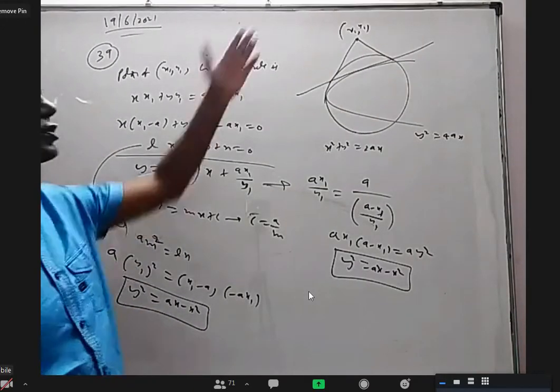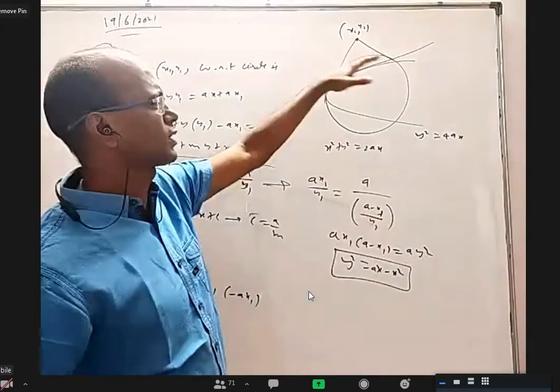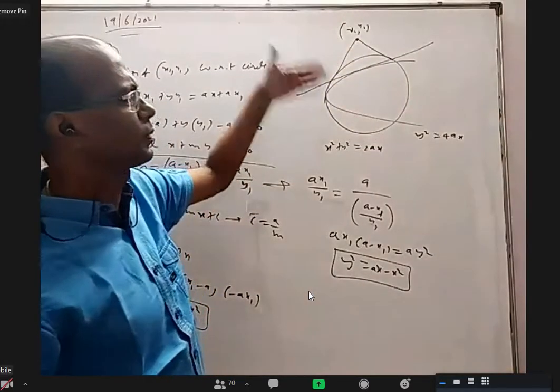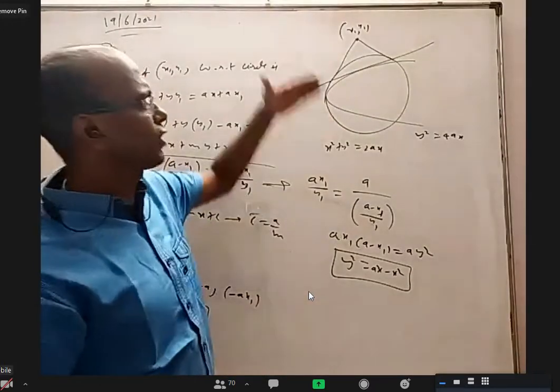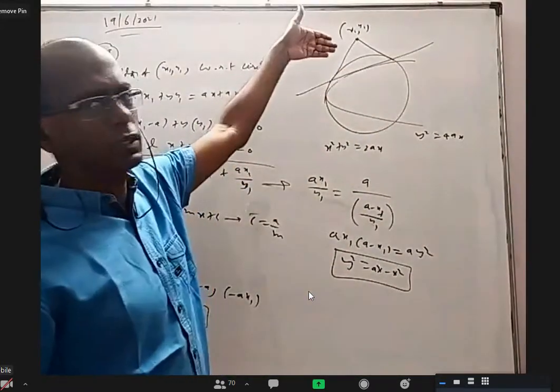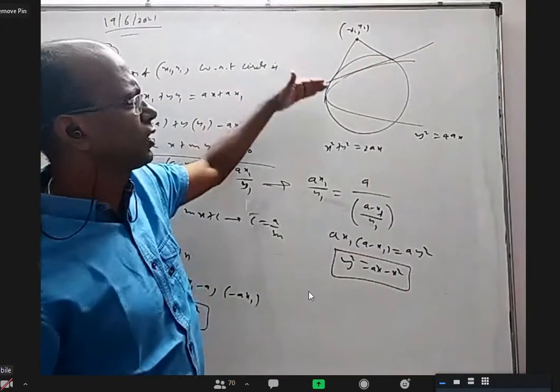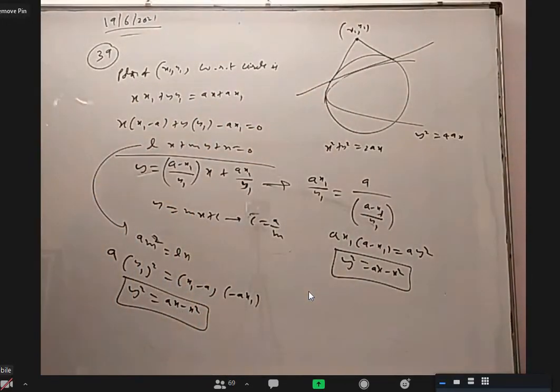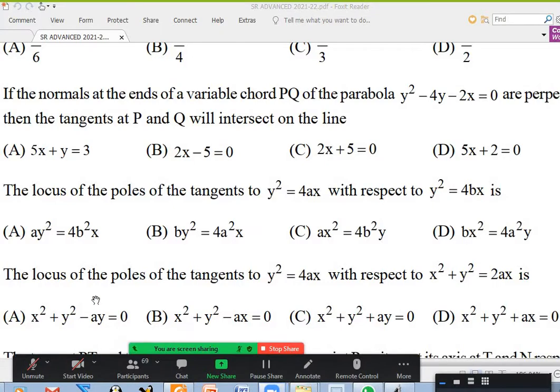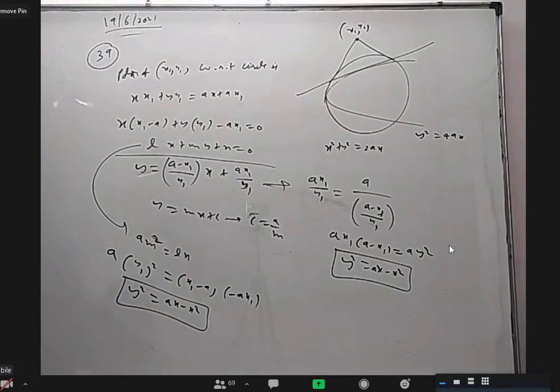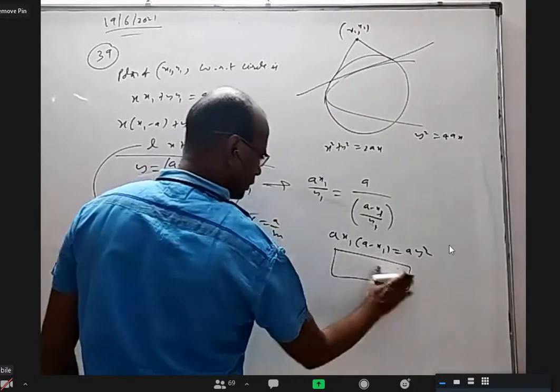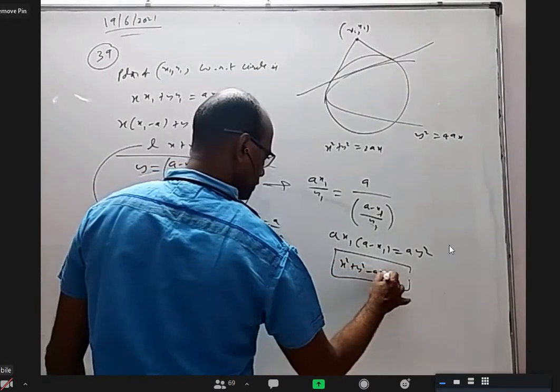So with this, take the external point x1, y1. Find the polar with respect to the circle, the chord of contact or polar with the circle, and that should be tangent to the parabola. The question is reverse. The question is first you take a tangent to the parabola and find its pole with respect to the circle. But I'm reverse: first we took the point, found the polar with respect to the circle, and that should be tangent to the parabola. The locus is x square + y square minus a x = 0. Option B.